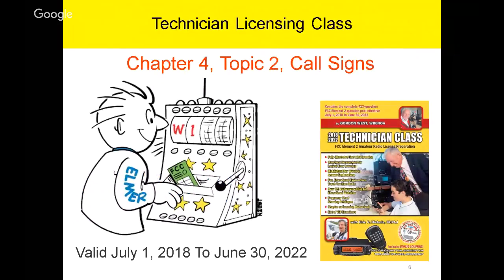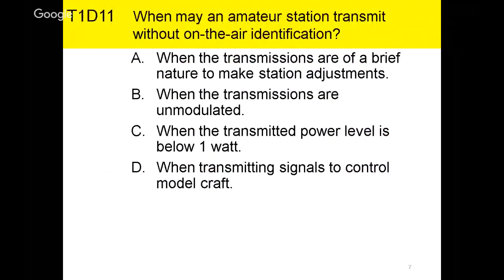Call signs. Okay. When may an amateur station transmit without on-the-air identification? Okay. This is the tricky one, okay? You really need to identify, but there is one time that you can transmit without having to identify.